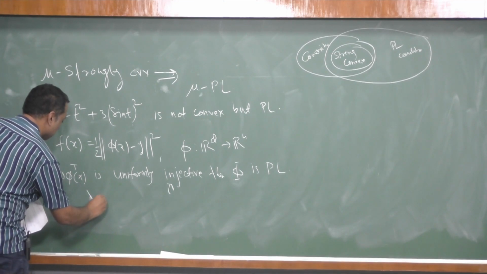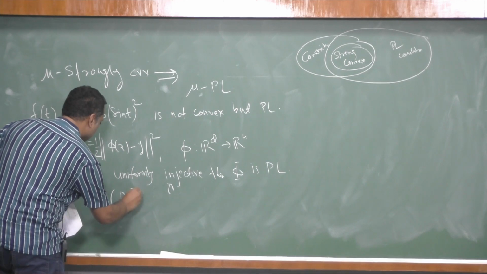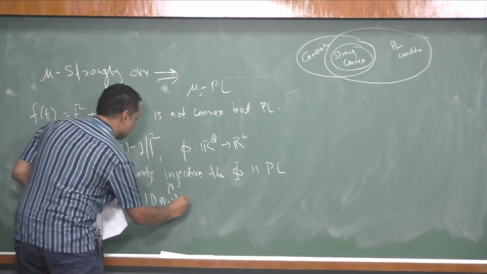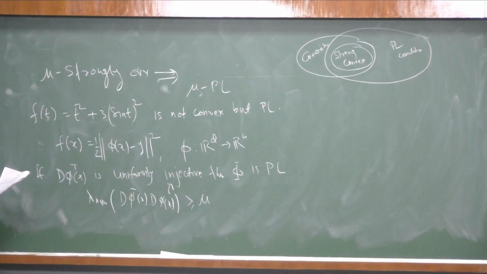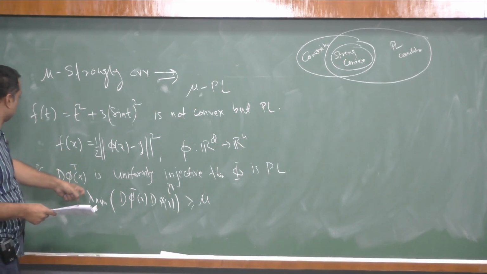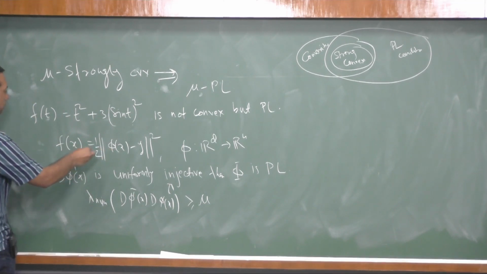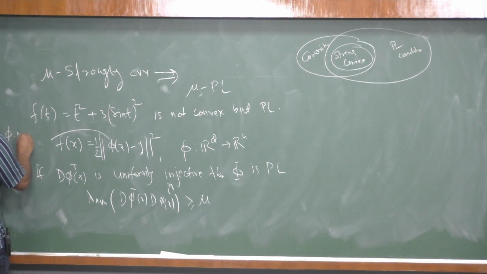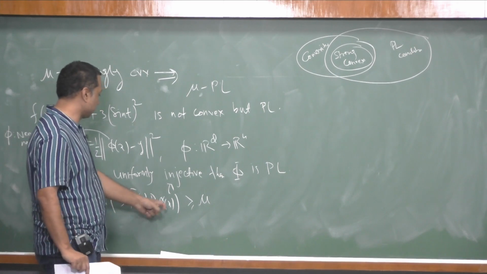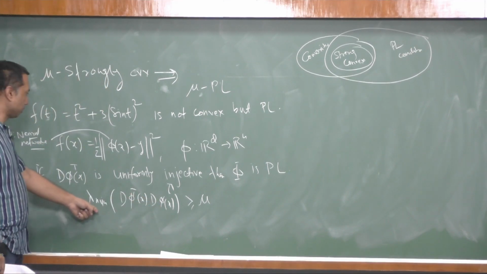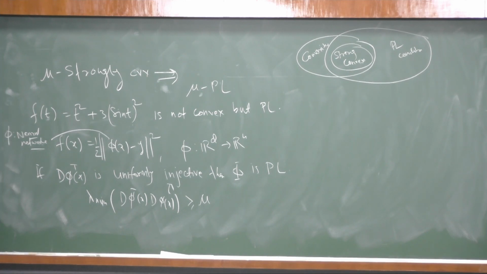This we have proved last time, and uniformly injective means that the lambda min of this transpose with itself is greater than or equal to some mu, which is positive. And this could be any nonlinear function also. So for instance, this can be applied to neural networks. Phi can be neural networks. So if you can do this Jacobian calculation, and prove that the lambda min is bounded by mu, then it will be PL. And if it is PL, then we will prove that it guarantees convergence as well.